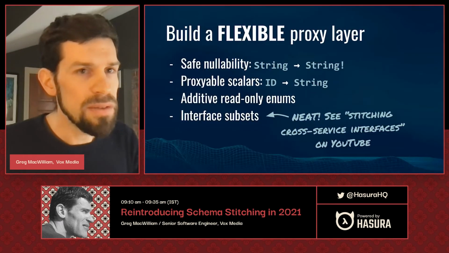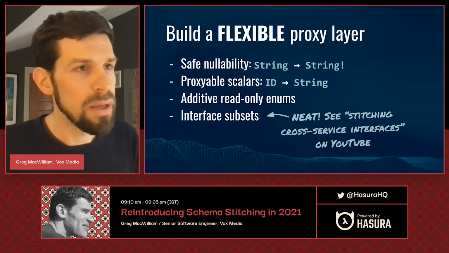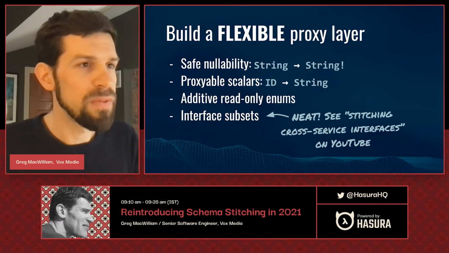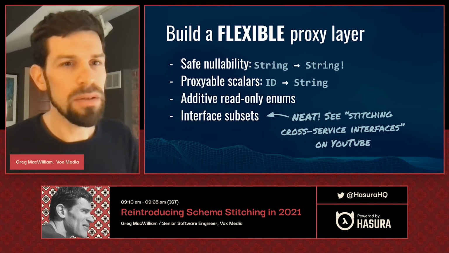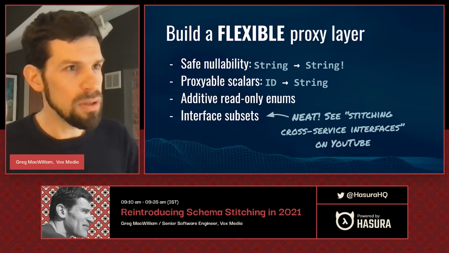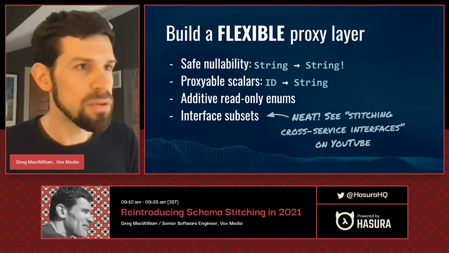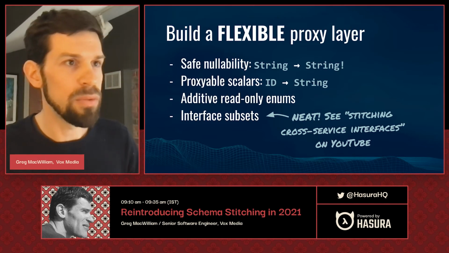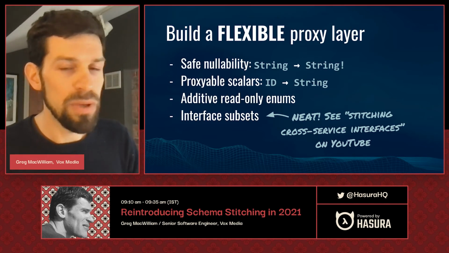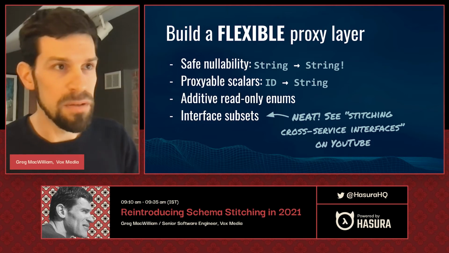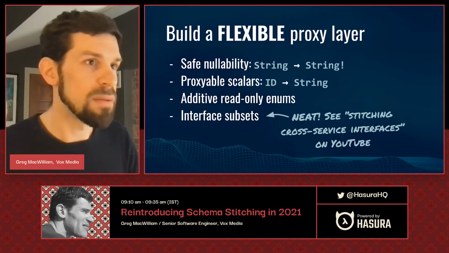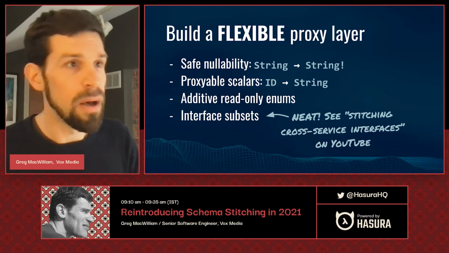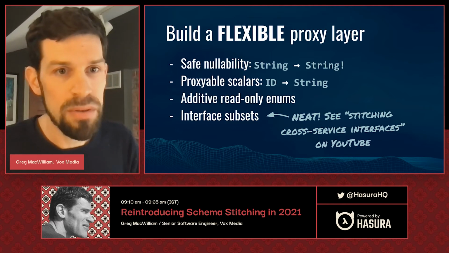This also lends itself to being very flexible. And this is something that's a bit different from federation, where everything is very rigid and locked. Stitching actually encourages some level of flexibility. If we're trying to do something like a safe nullability transform, in the gateway, we can have a read-only field that is nullable proxy something that is not nullable behind it, or the inverse with inputs.